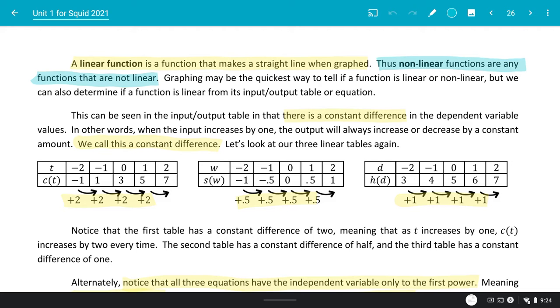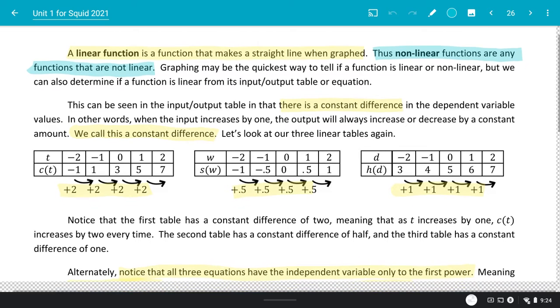Graphing may be the quickest way to tell if a function is linear or nonlinear, but we can also determine a function is linear by its input-output table. Here are 3 input-output tables right below. This can be seen in the input-output table, that there is a constant difference. These 3 tables are examples of linear functions. Notice that the rate of change or the difference is constant. It's the same every time. We call that a constant difference.